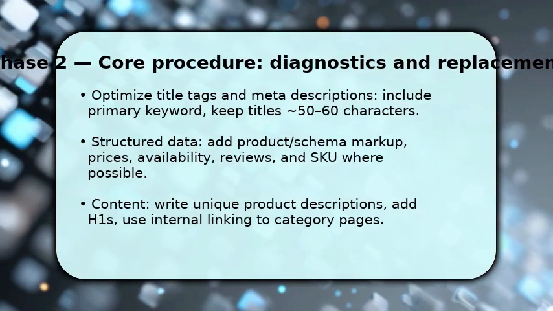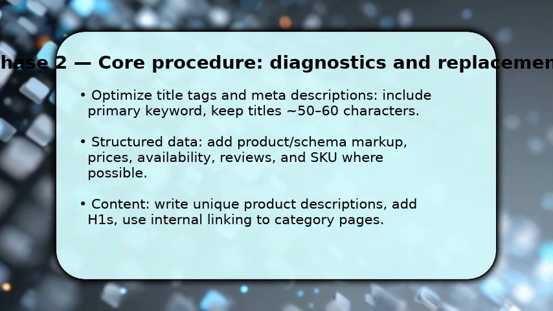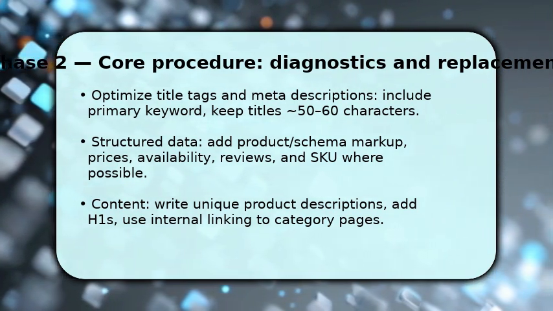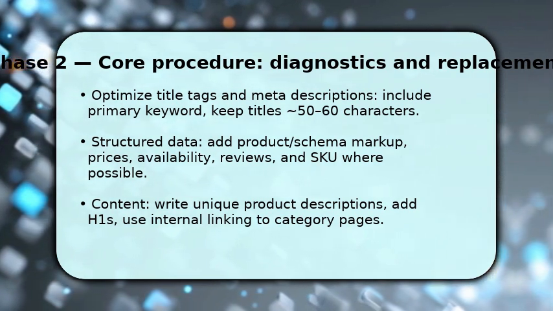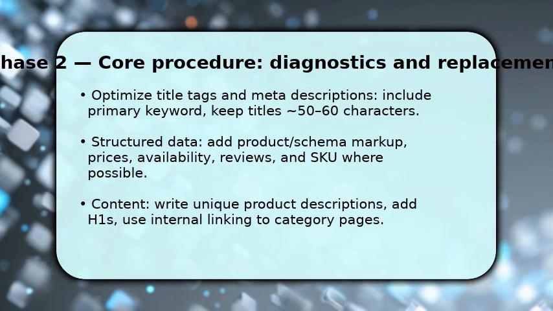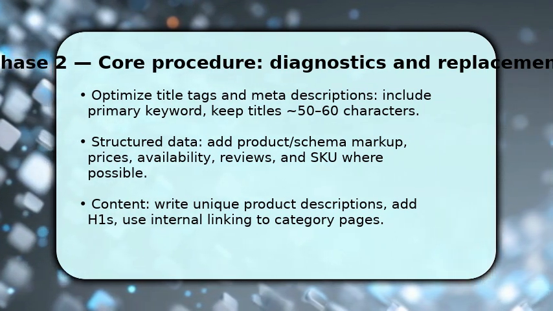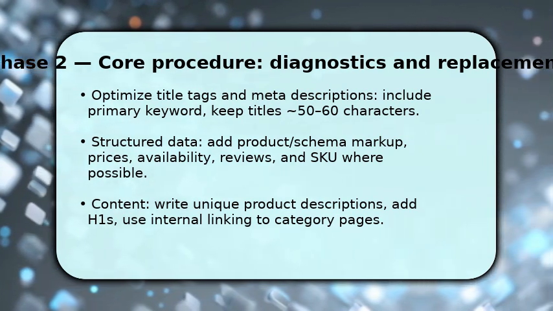Now you execute the on-page work that moves rankings. Start by editing title tags and meta descriptions for every key page. Include the primary keyword and keep titles within 50-60 characters so they don't truncate. Next, implement structured data for products. Include price, availability, review ratings, and SKU to improve rich result chances.